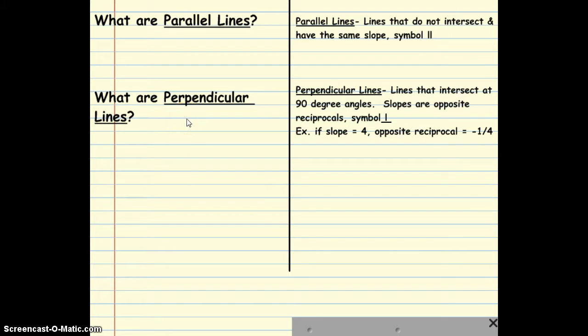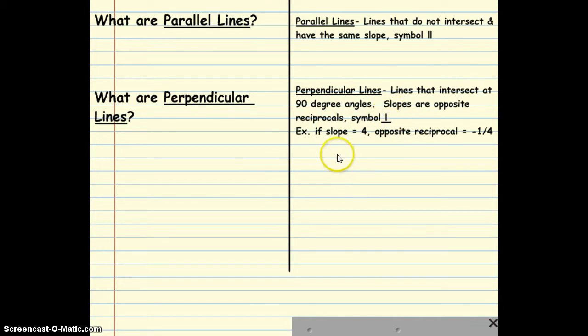Vice versa, perpendicular lines are lines that do intersect, and they intersect at a 90-degree angle. And when lines intersect at a 90-degree angle, their slopes are going to be the opposite reciprocal. And the symbol for that is a line going straight up and straight across at 90 degrees.